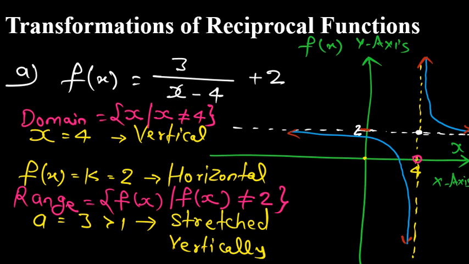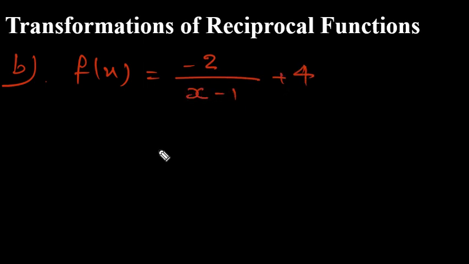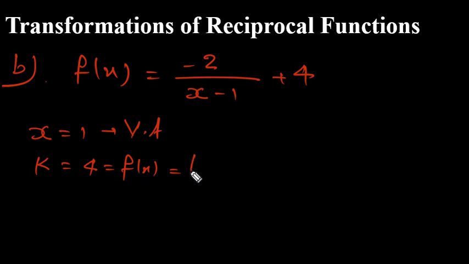Okay, the next question we have: f of x is equal to -2 over x minus 1, plus 4. First of all, what is your vertical asymptote? x equals 1, because 1 minus 1 is 0. This is your vertical asymptote. k equals 4, or f of x equals 4. That is your horizontal asymptote. HA is horizontal asymptote, VA is vertical asymptote.